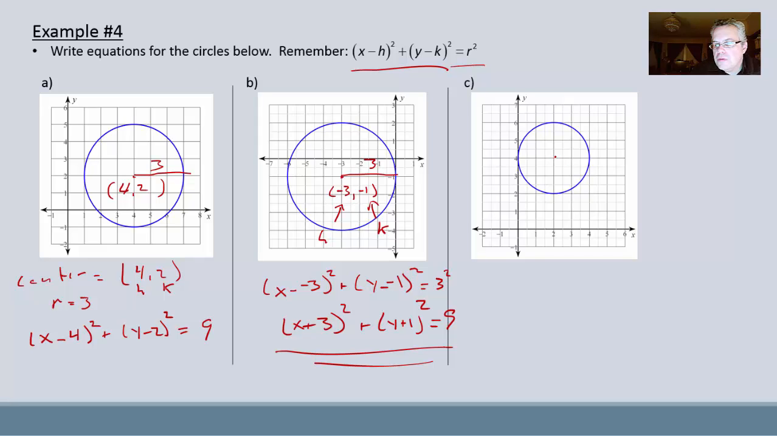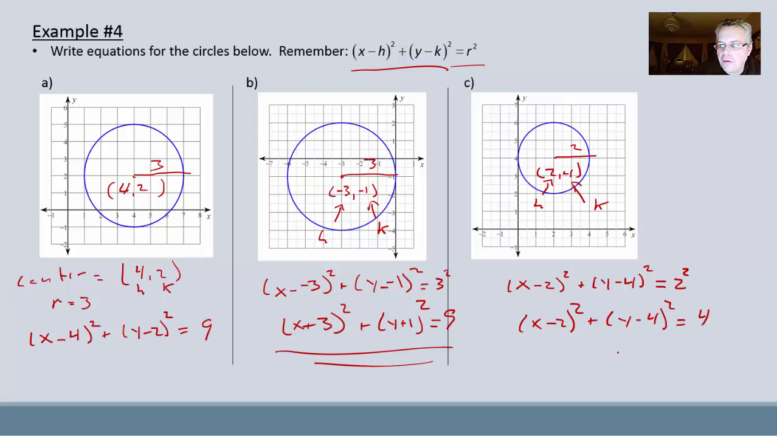One last one. So the center is at (2, 4) for this circle. This is h, this is k, and for this one, the radius is 2. All right, so let's plug into the pattern. (x − the x-coordinate of the center)² + (y − the y-coordinate of the center)² = the radius squared. So (x − 2)² + (y − 4)² = 4.